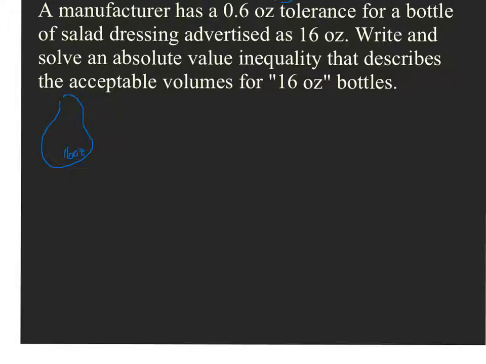So what the manufacturer is saying is it's okay to be 0.6 above, or it's okay to be 0.6 below. Meaning you could have a bottle that's 16.6 ounces, and that's okay with the manufacturer. Or you could have a bottle that's on the other side, and it's 15.4 ounces, and that's okay with the manufacturer. They're still going to advertise as 16 ounces. So we need to figure out what is the inequality of this.